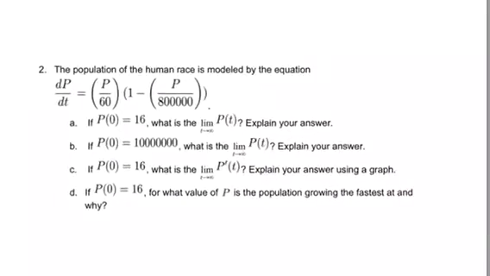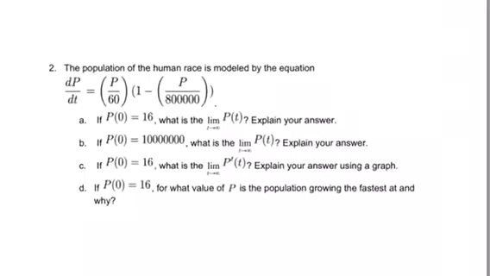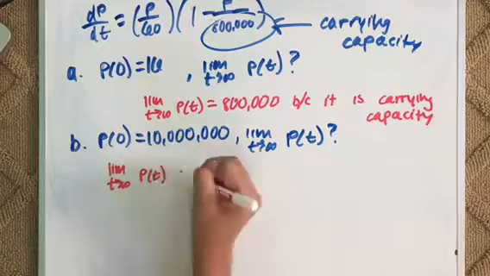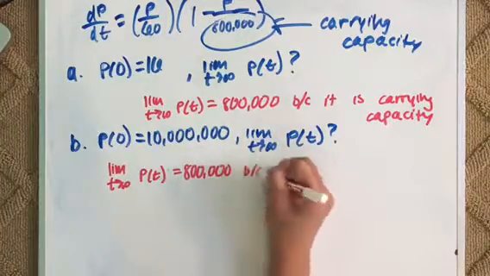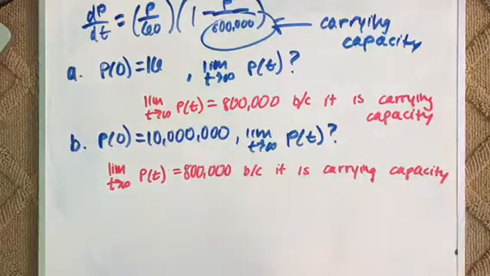Part B, if p of 0 equals 10 million, what is the limit as t approaches infinity of p of t? Explain your answer. So for part B, we have to do the same thing as for part A. The limit as t approaches infinity is just going to be 800,000 because it's the carrying capacity. Except this time the graph would look like a decline from 10 million to 800,000. So meaning people would die.